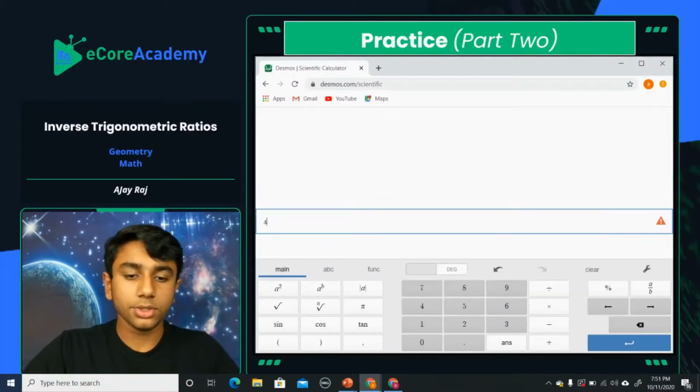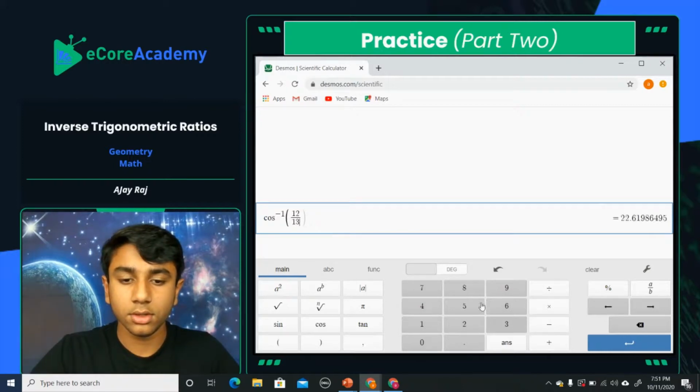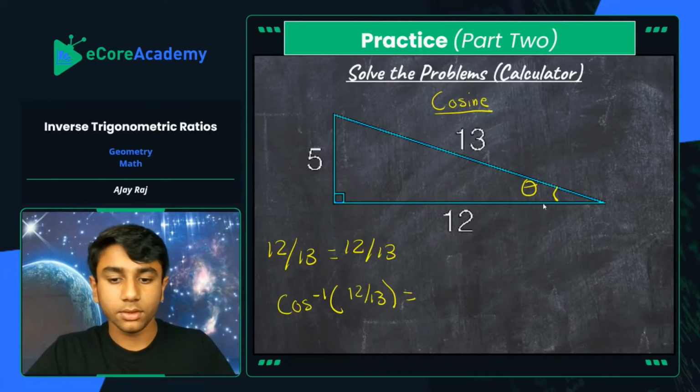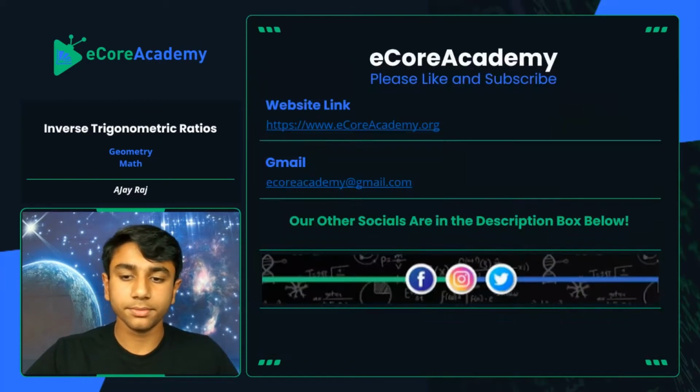So it's going to be cosine to the negative first power, cosine. Raise that to the negative first power. And I'm just clicking on the A to the B power, B being any digit that you want it to be or any value that you want it to be. And we're going to multiply by 12 over 13. Add our closing parentheses to be organized. And that's going to be an angle measure of 22.62, rounding to the hundredth once again. 22.62 degrees. And we're done.